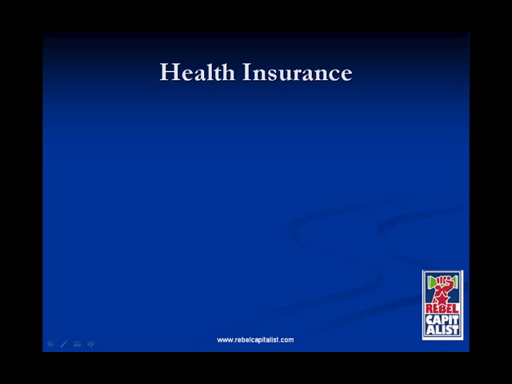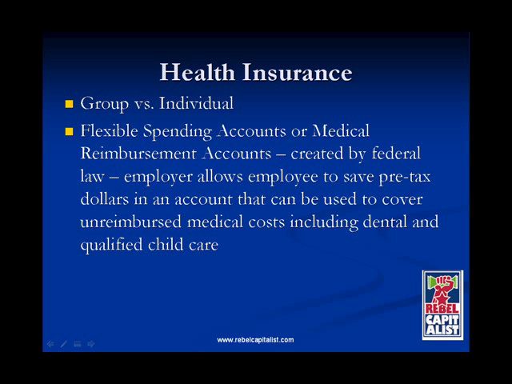Let's cover some more on health insurance. You have different types. There's group health insurance policy, much like the life insurance policy, and then you have the individual health insurance. You also have something that is relatively new, and it was created by federal law, the flexible spending accounts or medical reimbursement accounts. This is where an employer allows employees to save pre-tax dollars in an account that can be used to cover unreimbursed medical costs, including dental and qualified child care. Now, there is one drawback to these medical reimbursement accounts, and that is if you don't use it by the end of the year, that money is gone. You kiss it goodbye.